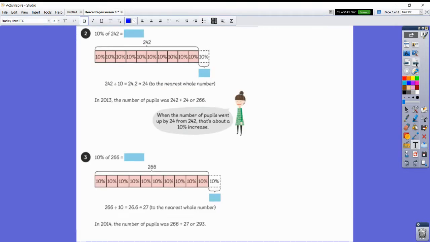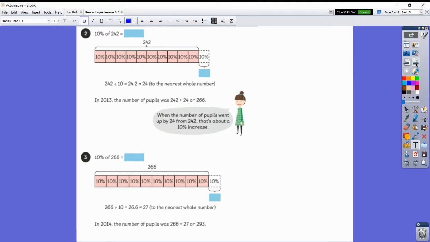For the next one, we've got 242 divided by 10, which is 24.2, but it did say about 10%, so it is an estimate. So we would round that number to the nearest whole number. So we look at the decimal column, which is 0.2, so it's below 0.5, so we round down to 24. 242 add 24 is 266.